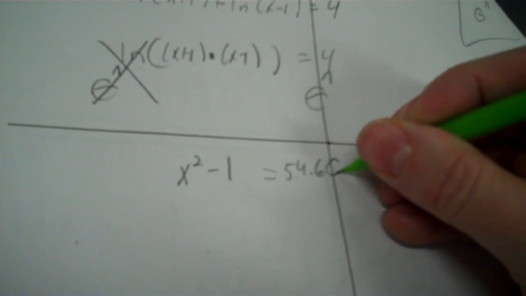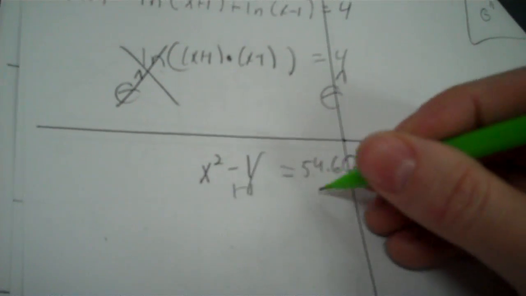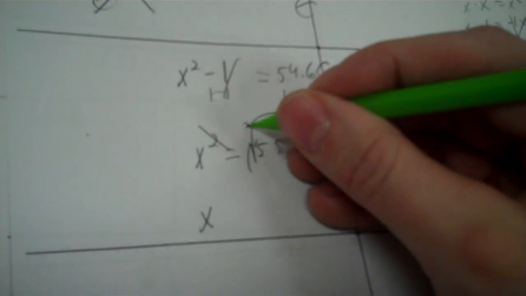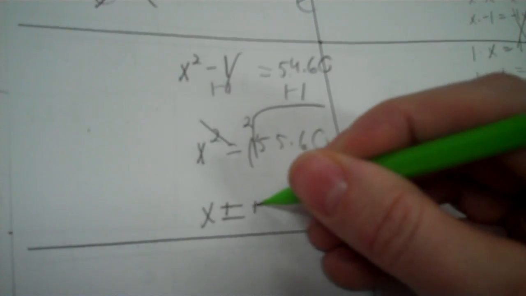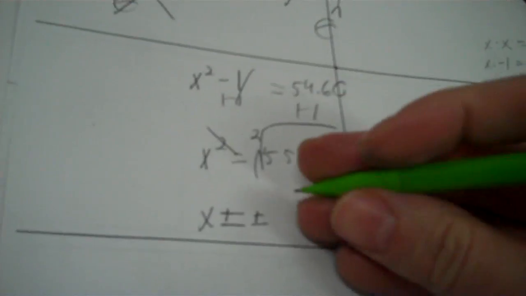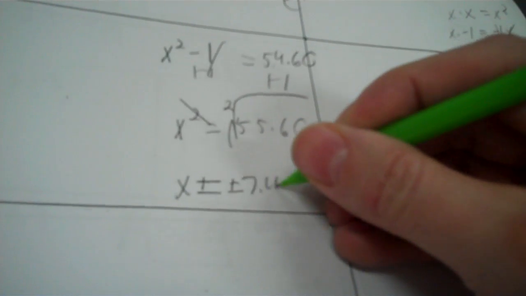Okay, 54.60. Then you just got to add 1 and square root. Okay, remember when you square root, it's a plus or minus. So I'm going to hit 2 so I know it's a square root, second, caret, 55.60. Okay, 7.46. Okay, it did end up as a quadratic equation, but it was an easy quadratic.